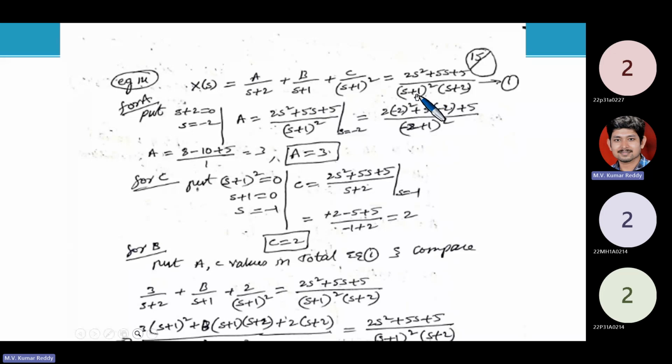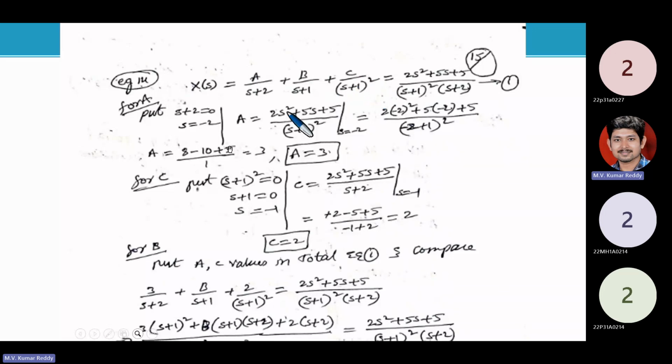So the first term is s plus 1, the second term is s plus 1 whole square. If it is a cube, you have to write the third term also, s plus 1 whole cube. So here we have two times, so you have to write s plus 1 and s plus 1 whole square. For a, no problem, directly you can substitute s is equal to minus 2 in the main value and find this value. For b you can't find it because of s plus 1 square. You have to take the greater value, so it is square. If it is cube, you have to take cube.